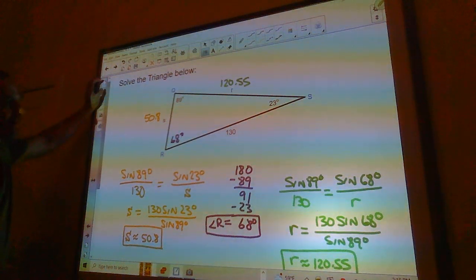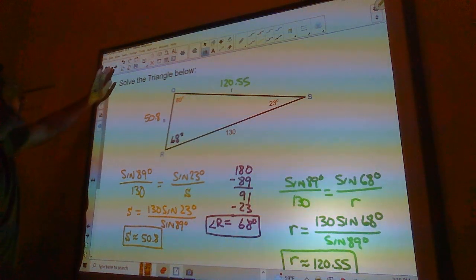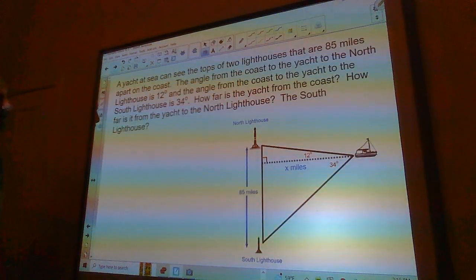Is the biggest side across from the biggest angle? And is the smallest one across from the smallest angle?